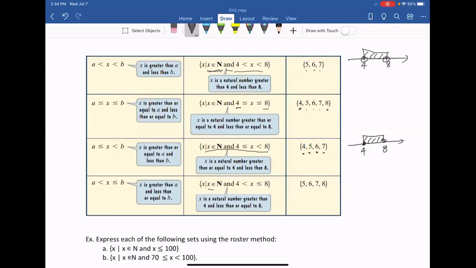Next one, satisfy this and this. So 4, 8, and 8 is included, 4 is not. So it's 5, 6, 7, 8.